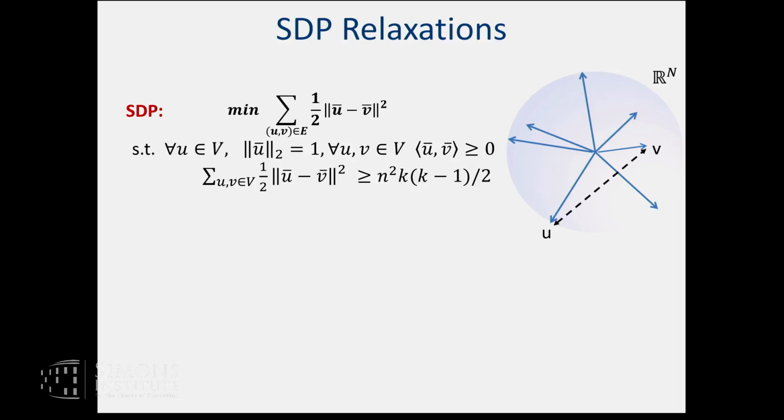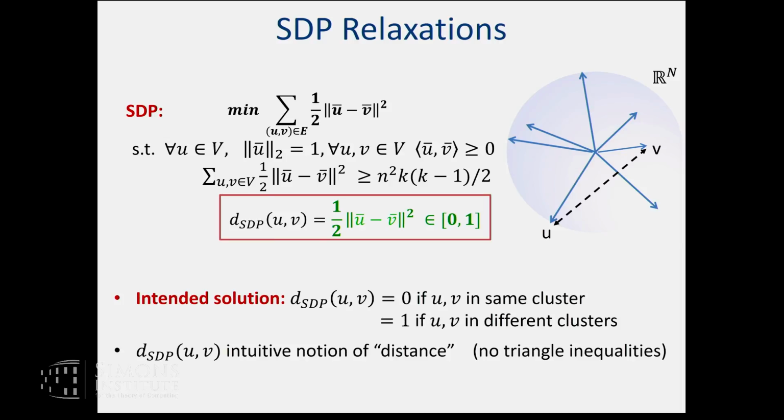So you don't need to look at what exactly the semi-definite program is. It just assigns unit vectors to every vertex in your graph. And then it allows you to define the concept of distance between vertices. The distance between vertices exactly corresponds to the squared Euclidean distance between the corresponding vectors. There's not really a distance because we don't impose triangle inequalities, but you can think of them as a distance. Intuitively, you'd think that the vectors that are in the same cluster should be close to each other.